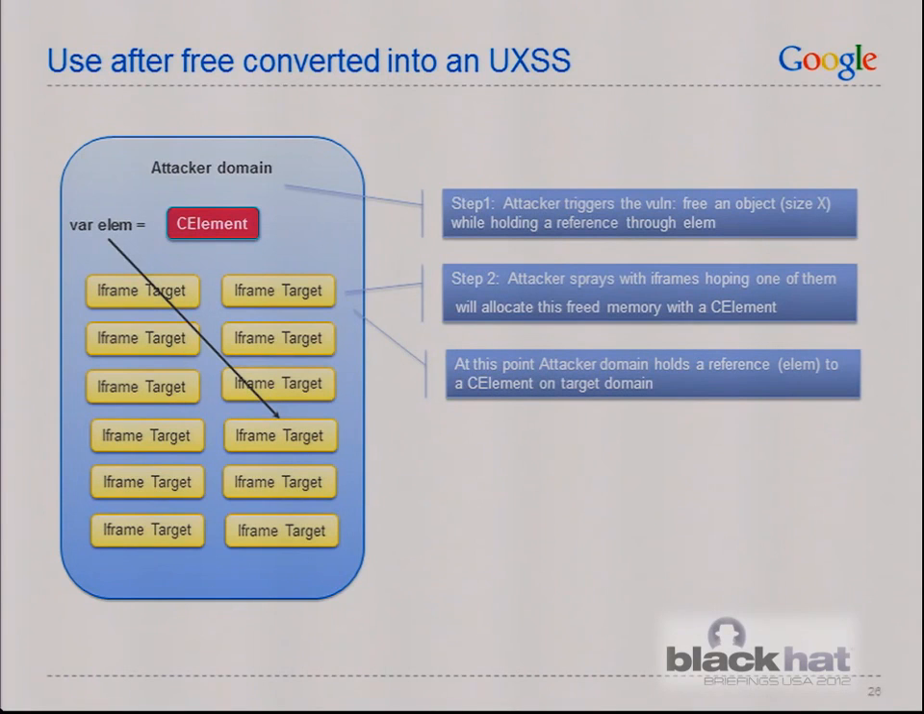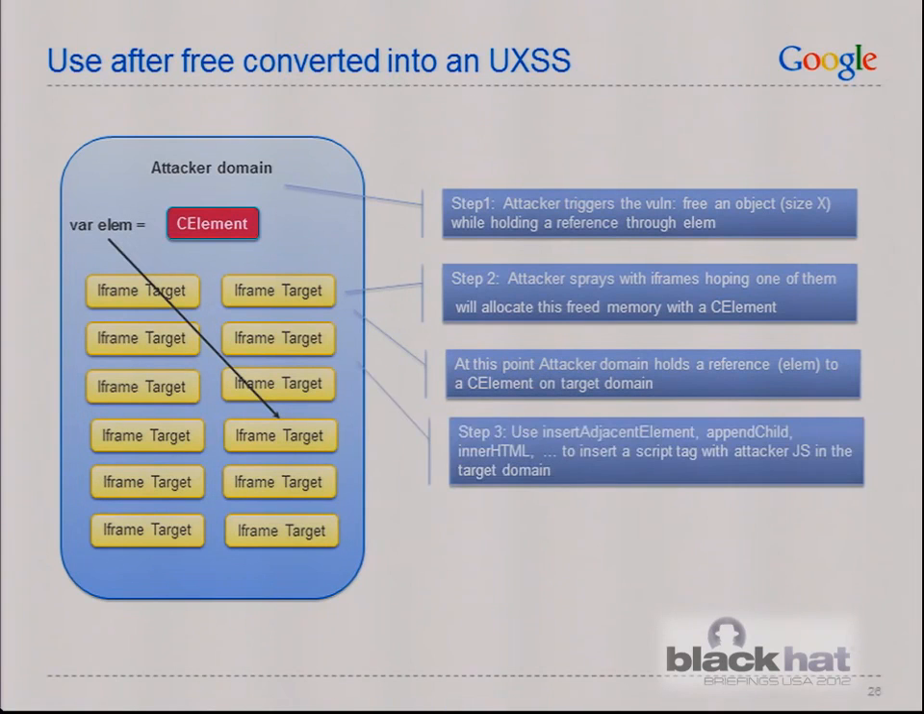And we have an element pointing from the attacker domain to an element inside an iframe. At this moment, we already bypassed the same origin policy, where we cannot contain this type of links. So what's going to happen next? I will use JavaScript to insert a script tag. So the attacker domain is going to be able, through a use after free, to inject a script in the target domain. There are no checks for this in several browsers.